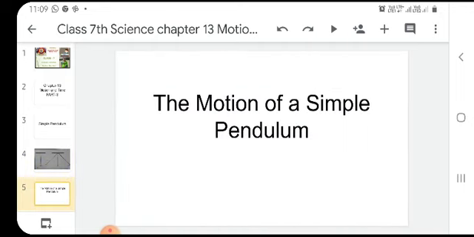Now what is the motion of a simple pendulum? Dear students, when the bob of a simple pendulum is moved slightly to one side from its mean position and then it is released, it moves in a to and fro motion, and these are called oscillations of the pendulum, and the motion is called the oscillatory motion.